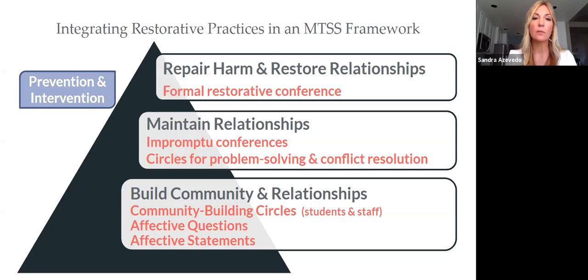And then at that tier 2 level, we can use those impromptu conferences as a means to say, hey, something needs to happen. We need some more support here. We need to have a conversation about this. We can use those impromptu conferences or use circles for problem solving and conflict resolution. And then finally at that top, that tier 3 is that more formal restorative conference.